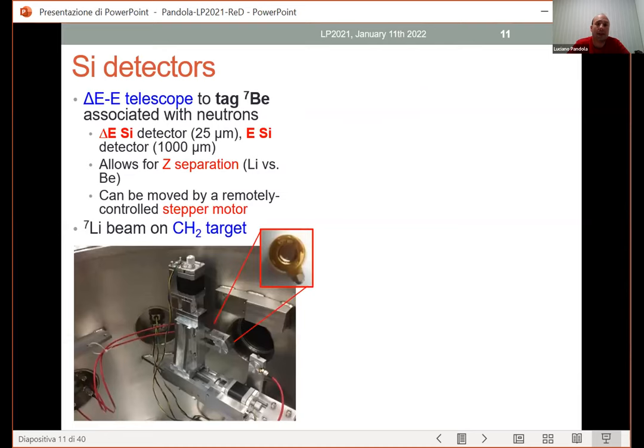The other two detectors, as I said: there is a silicon telescope. It's a pair of two silicon detectors, one thin and one thick, deployed close to the target within the vacuum scattering chamber in order to tag beryllium-7. Beryllium-7 is produced together with the neutron, so detecting beryllium means that you have a neutron going towards the TPC. The geometry was arranged to allow event-by-event tagging of the neutron.